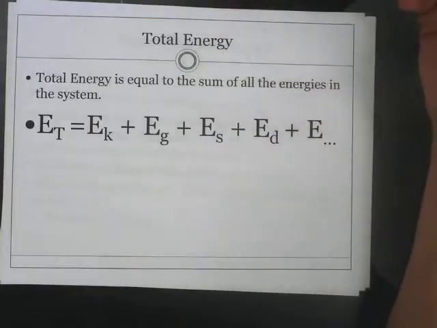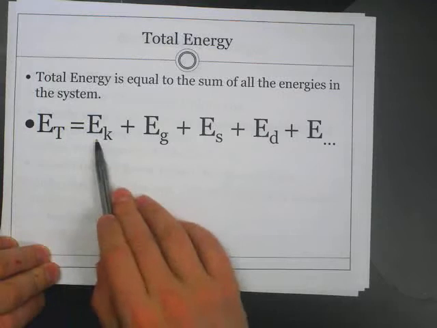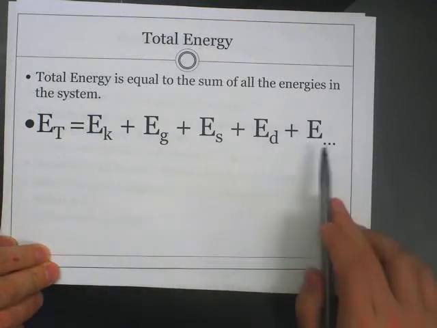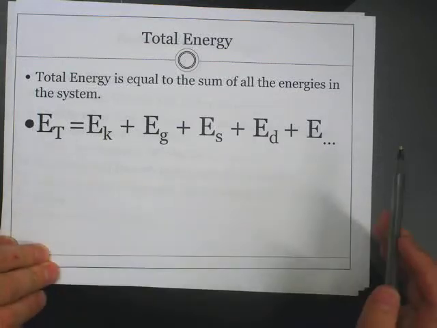So the total energy is the sum of all the energies, right? So you have your kinetic energy, your gravitational energy, your spring energy, your dissipated energy, all your whatever other kinds of energy. The total energy is all the energies added up. Pretty straightforward.